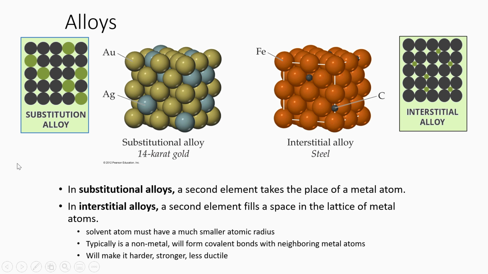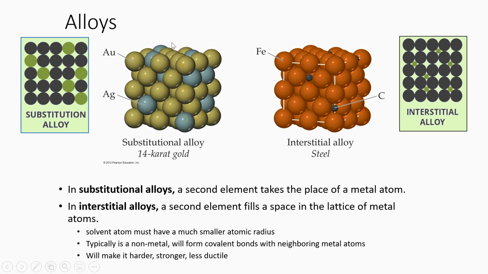Another thing we'll talk about with metals is alloys. Alloys are mixtures involving metals. A lot of the metals that we're familiar with in day-to-day usage are actually not pure metals, they're alloys. An example would be 14 karat gold. That's an alloy, or a mixture, of gold and silver. Steel is another example of an alloy. It contains mainly iron, but with some carbon atoms in it. So alloys can actually contain some nonmetals as well, like in the case of carbon.